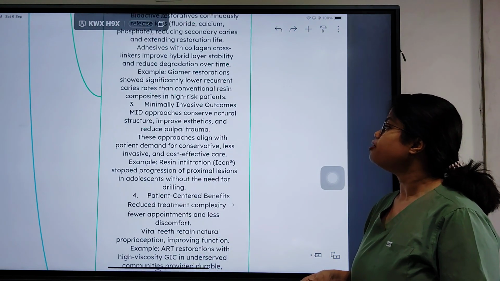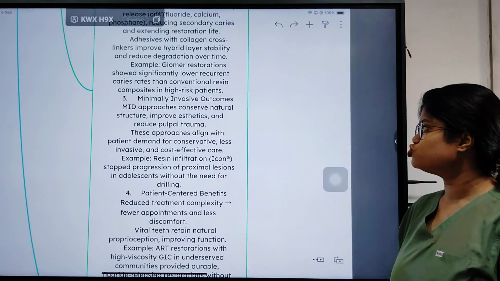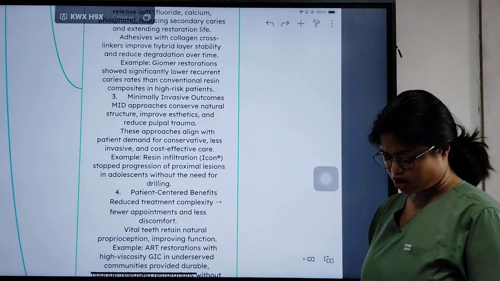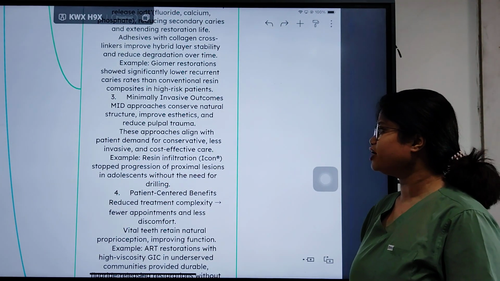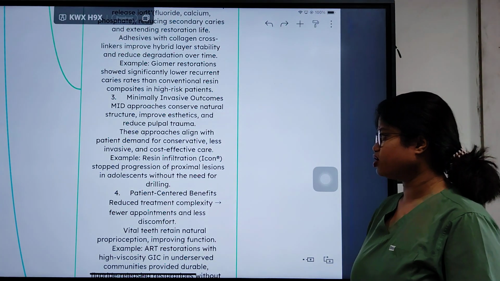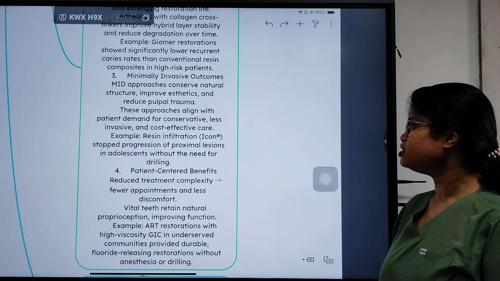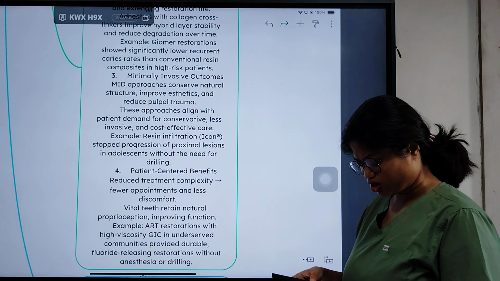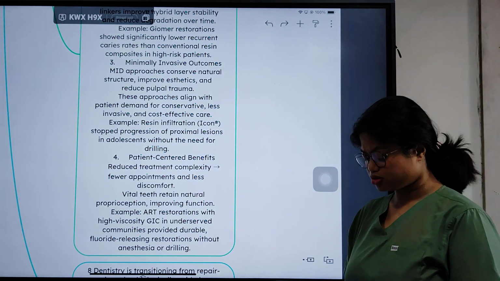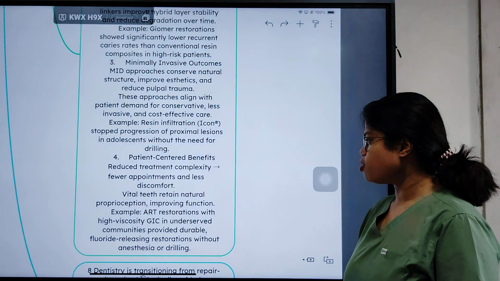Also, giomer restorations show significantly lower recurrent caries rates than conventional resin composites in high-risk patients. The minimally invasive outcomes in the MID approach conserve the natural tooth structure, improve aesthetics and reduce pulpal trauma. These approaches align with the patient demand for conservative, less invasive and cost-effective care. Specifically, ICON stops progression of proximal carious lesions in adolescents without the need for drilling.